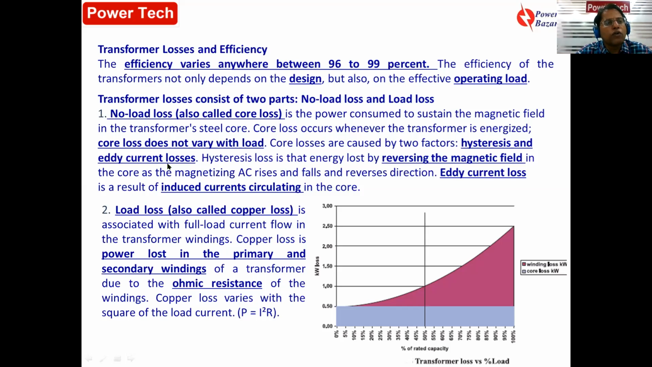So because of this iron core, there is a circulating current. It does not flow in the windings, but there is a circulating current in the core, due to which the core gets heated up. So that is known as eddy current loss.